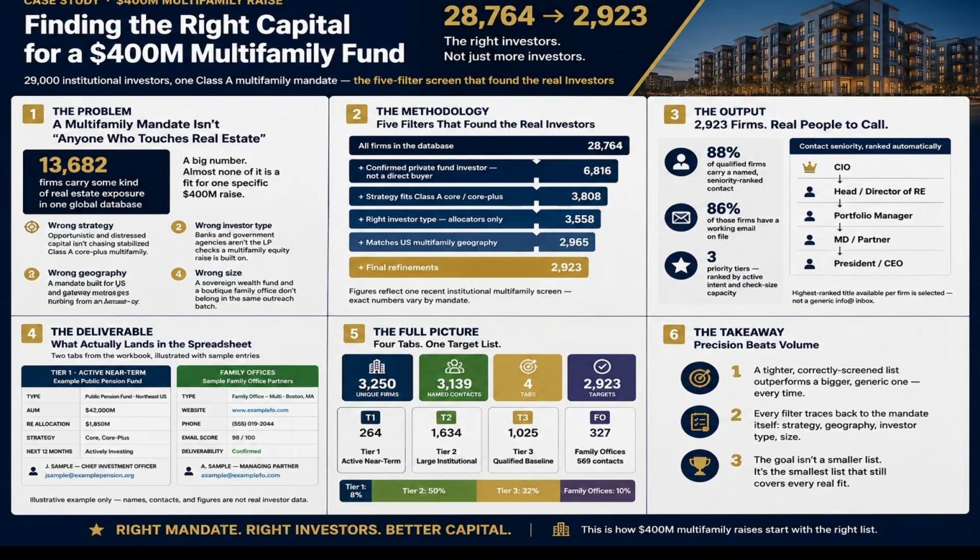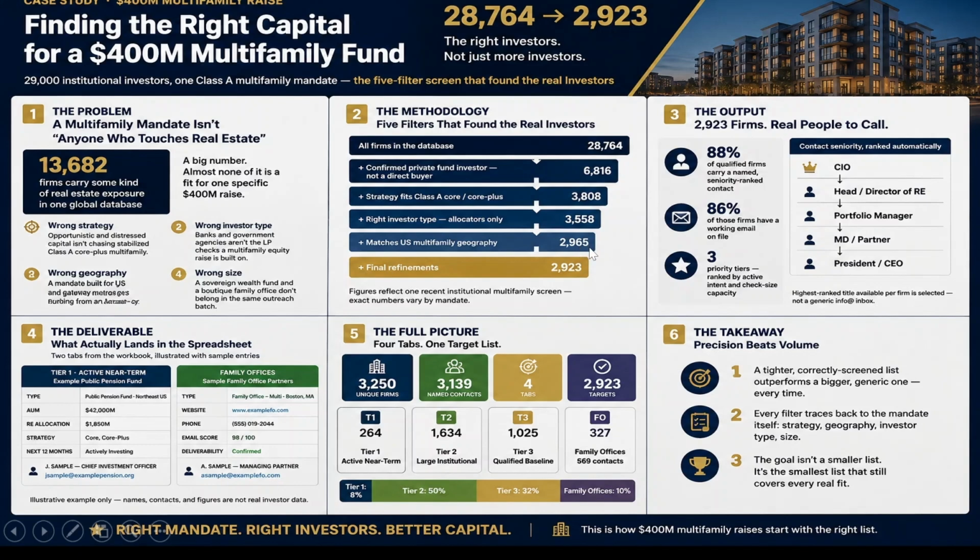So number two, the method. I used 5 filters on this. We started out with, again, 28,000. Confirmed private fund investor, not a direct buyer, would be about 6,800. Strategy that fits the Class A Core Plus is 3,800. Right investor type, allocators only, we got that down to about 3,500. And then whatever matched the US multifamily was 2,900.